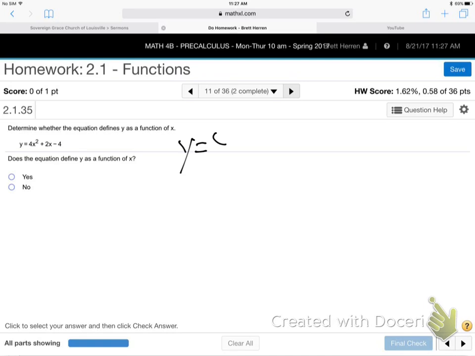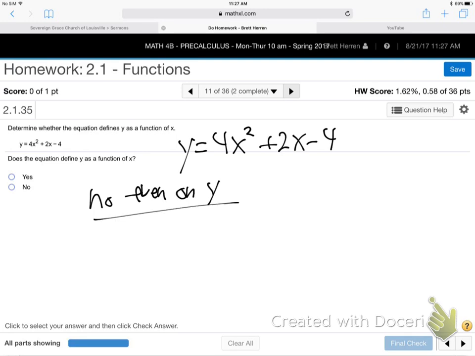y equals 4x squared plus 2x minus 4. All right, is this one a function? Yep. You might say, but what about the even power? It's okay. There's no even power on y, so it is a function.